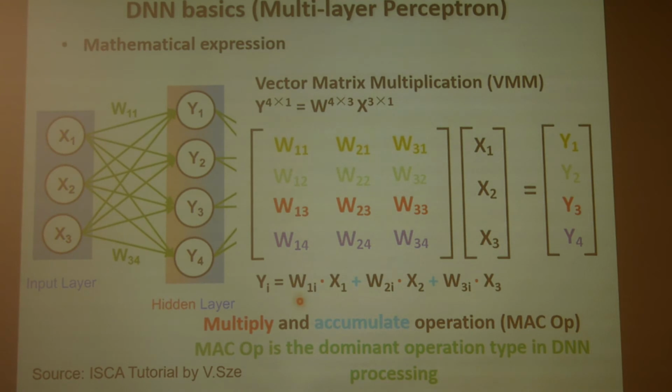And if you take a look at those equations, there are 2 types of operations. One is the multiplication operation, and the second one is to add up those results, and we call it accumulate. So basically, these multiply and accumulate operations are the dominant operation types when we are processing a deep neural network, and we call it a MAC operation.